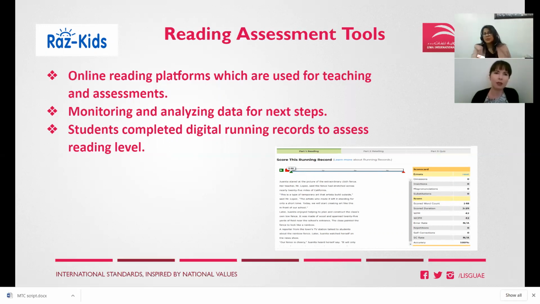One example would be the RAZ-Kids Running Records. We started this before distance learning came into place, where children would record themselves and the teacher would listen to it later, and they would get a running record level. They would get a RAZ-Kids level. So we made sure that all the grades were doing this during distance learning. And that really helped us with assessing where the children were in terms of their reading levels using the RAZ-Kids leveling system. So that was very helpful.